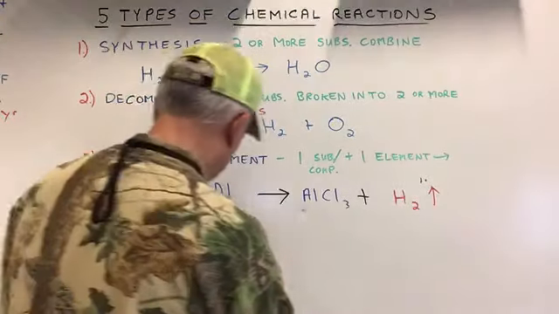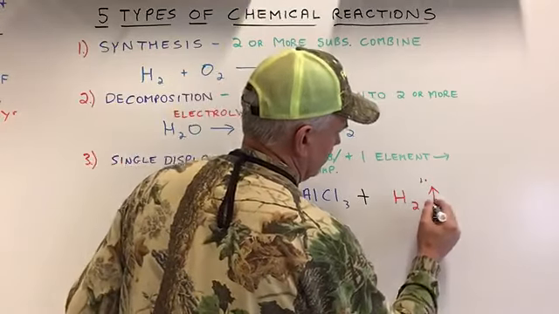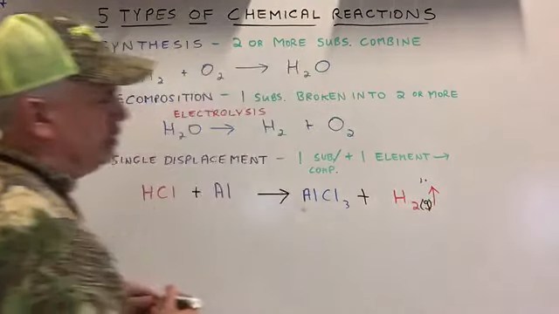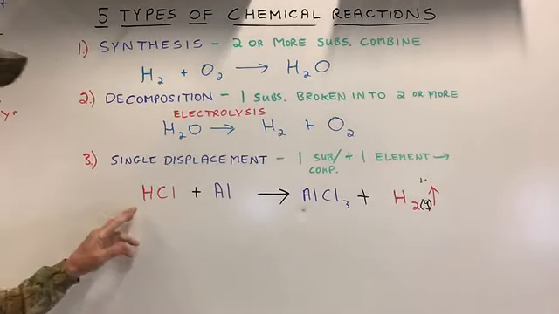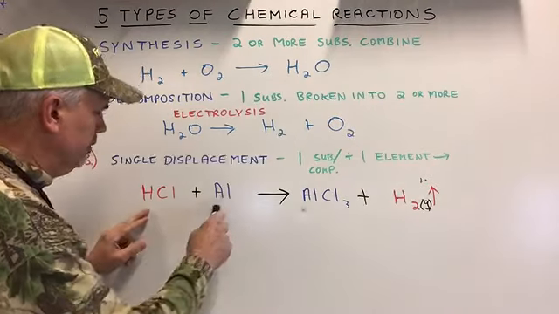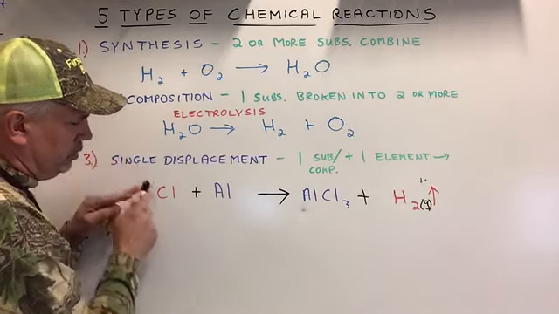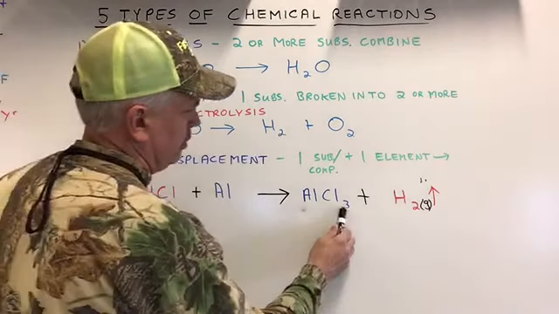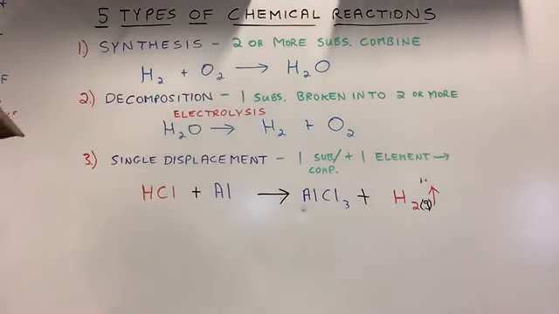In fact, you could put that little label that we saw on the last video in parentheses there, little g, for gas. So this is a single displacement reaction. Once again, the aluminum is knocking the hydrogen out, and it combines with the chlorine to make aluminum chloride, and the hydrogen, of course, is released.